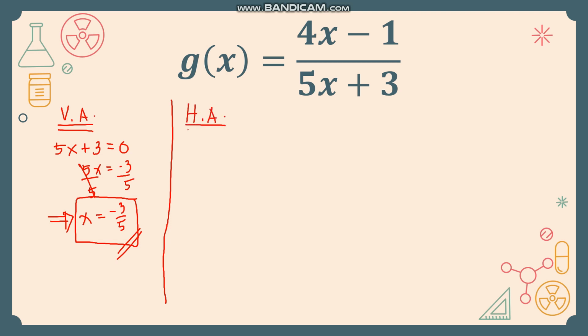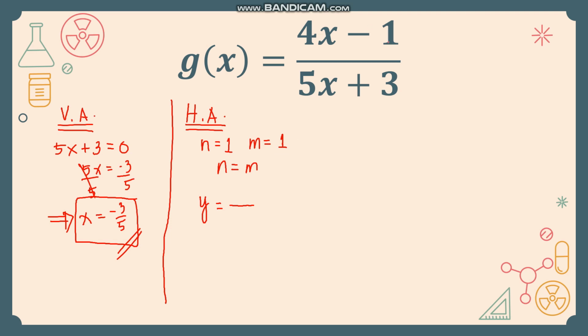So for the horizontal asymptotes, again, we have to identify or compare the degree of the numerator and our denominator. So for the degree of the numerator, as we can see, the highest exponent of the variable is 1. And for the denominator, it's also 1. Now from here, we can say that n is equal to m. Since n is equal to m, all we have to do is to identify the leading coefficient of the numerator as well as the leading coefficient of the denominator.